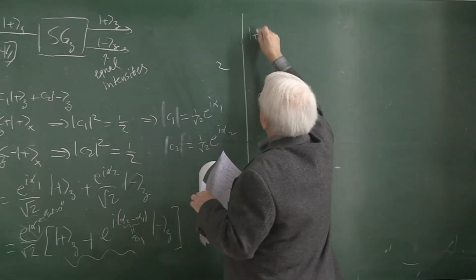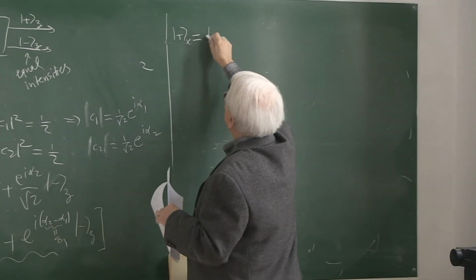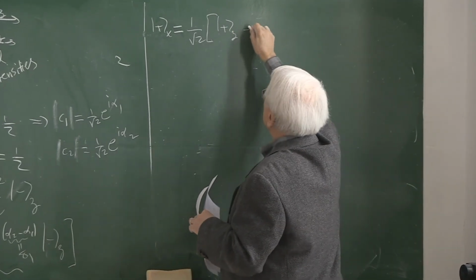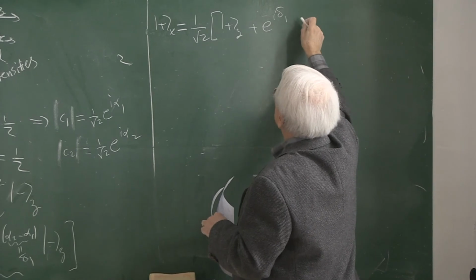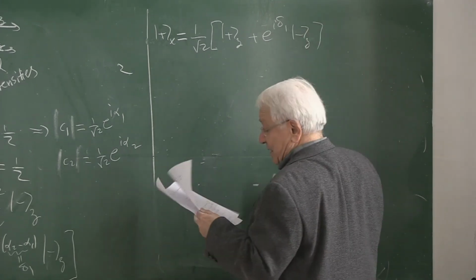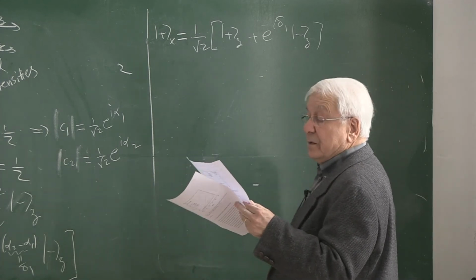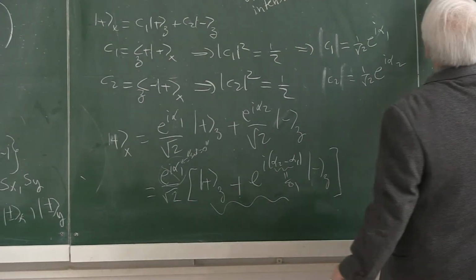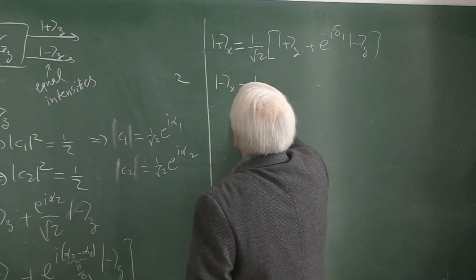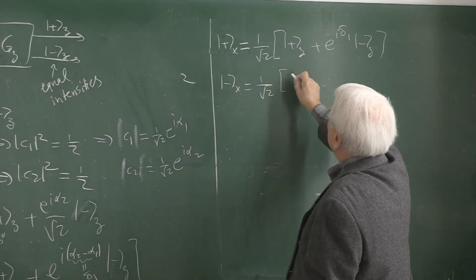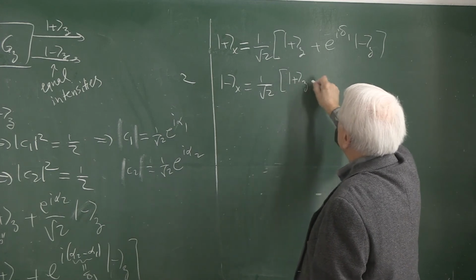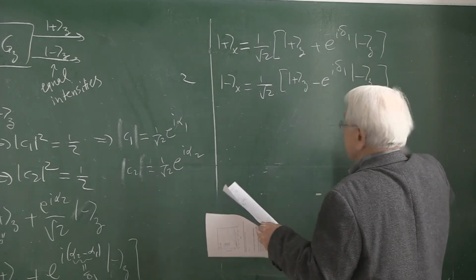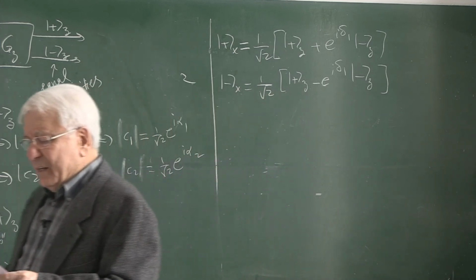Therefore, I can write plus x is equal to 1 over square root of 2 times plus z plus e to the i delta 1 minus z. Similarly, you will get a minus x. Let me write it, and a little more comment may be necessary. You may wonder what happened that I get a minus sign in here.